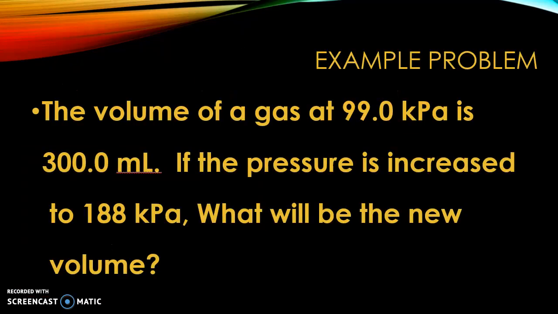Here's an example. The volume of a gas at 99 kilopascals is 300 milliliters. If the pressure is increased to 188 kPa, what will be the new volume? Using Boyle's law, we can solve this. If you look at this problem, the numbers you see are very specific. You see 99 kilopascals. kPa is a pressure. 300 milliliters, you see milliliters, so that must be a volume. You also see 188 kPa, which is another pressure, and they're asking for a new volume. So basically, you're solving for V2. Let's see what that looks like.